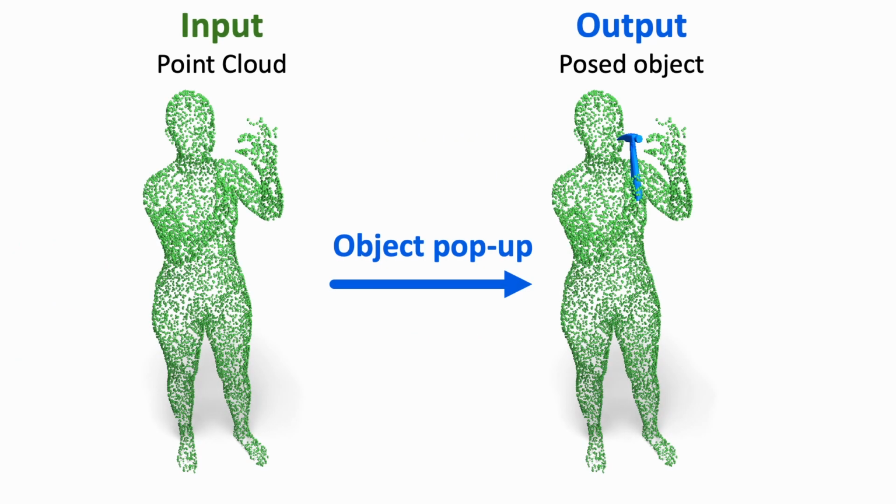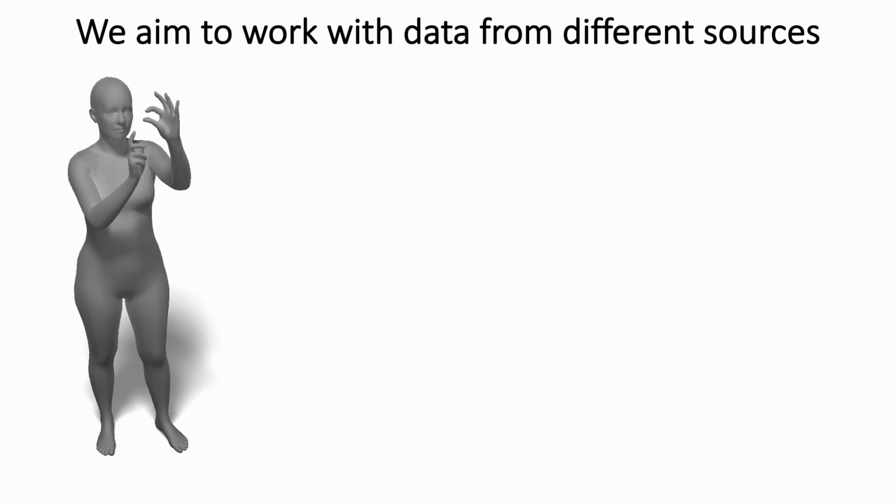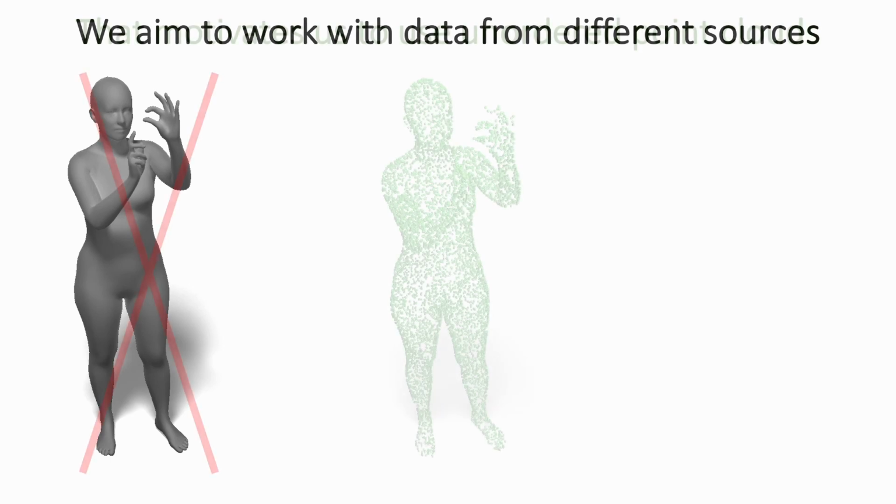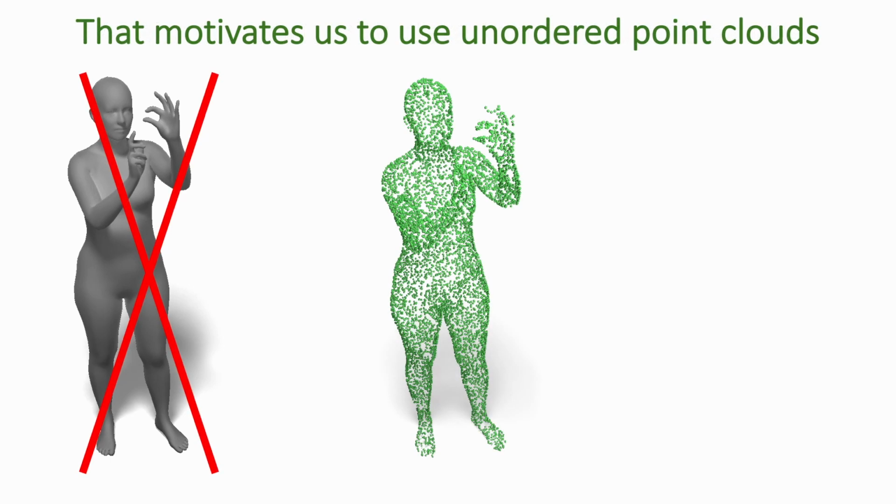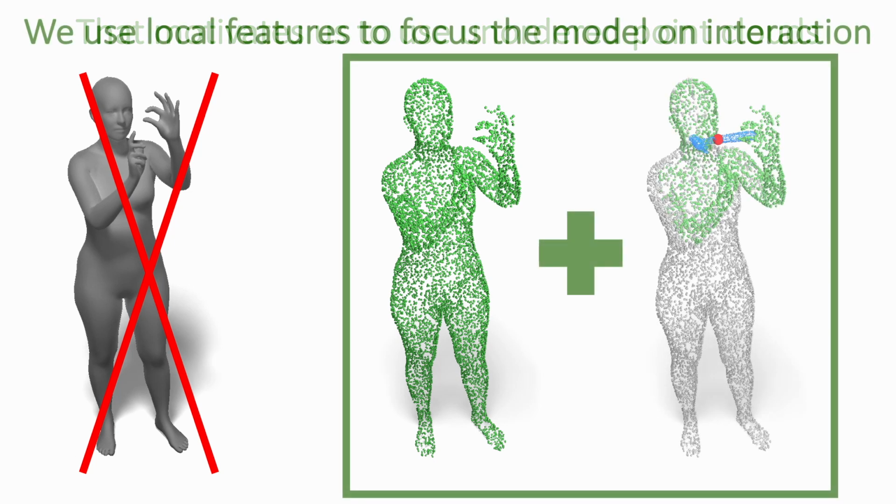Concretely, given the input unordered 3D point cloud of a human, our goal is to predict the pose of the object involved in the interaction. We will explore both the case with a given and an unknown object class. While solving the problem, we faced several challenges that motivate our design choices. We aim to support as many input data sources as possible. Therefore, we choose to work with unordered point clouds, thus making the problem harder but expanding the applicability.